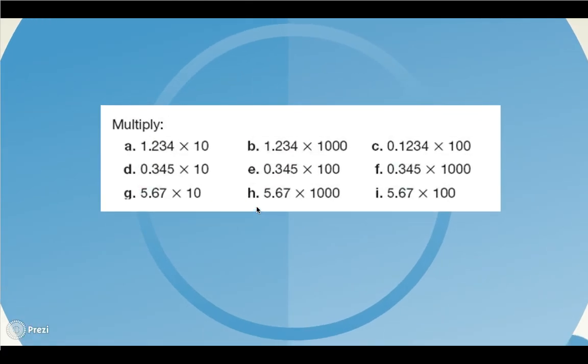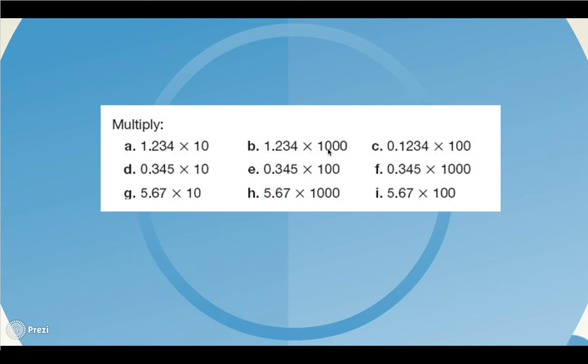Here's our lesson practice. Remember, super easy. However many zeros are in the 10, 100, or 1,000, that's how you move it over. So we're going to move this over 10. We're going to move it over once. So this one, we're going to move the decimal point over once, which becomes 12.34.